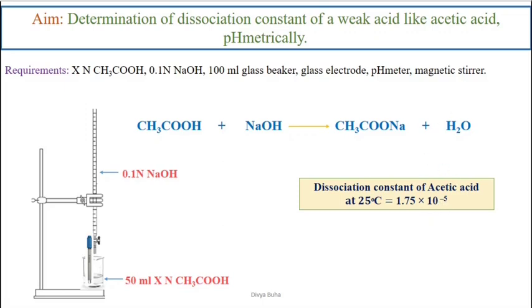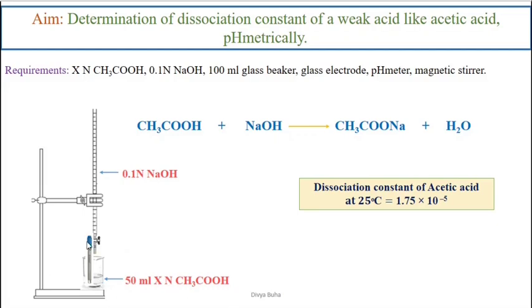Okay. Now, this dissociation constant value would be constant at a constant temperature. So for acetic acid, the dissociation constant value at 25 degrees Celsius would be 1.75 into 10 raised to minus 5. With a change in temperature, there would be a slight variation in the dissociation constant value as well. Over here, when you titrate acetic acid against NaOH, sodium acetate would be formed, which is a salt, plus H2O. Okay, now basically for this practical, you can take 50 ml of X normal acetic acid in a beaker.